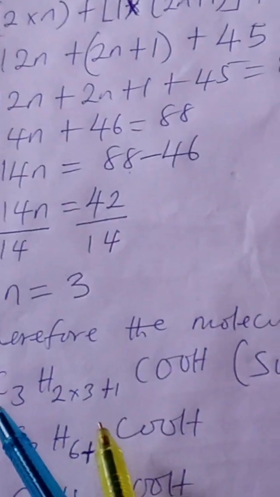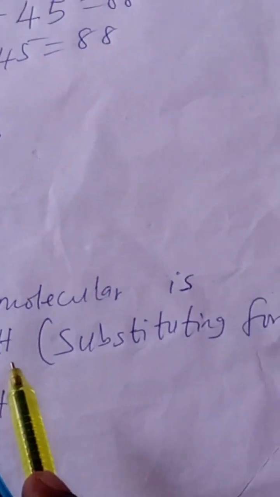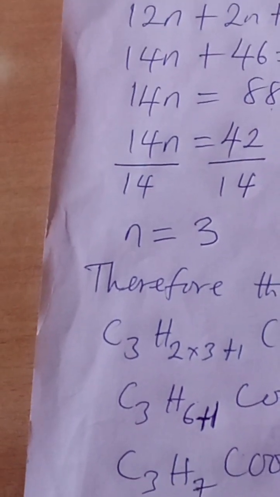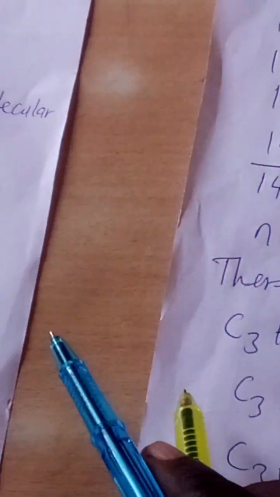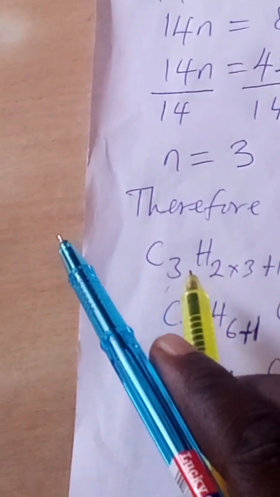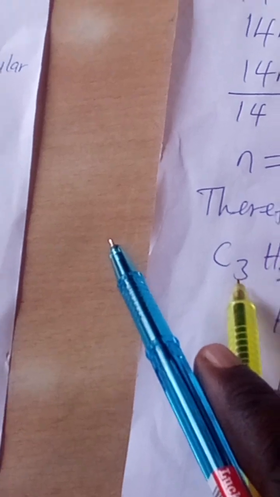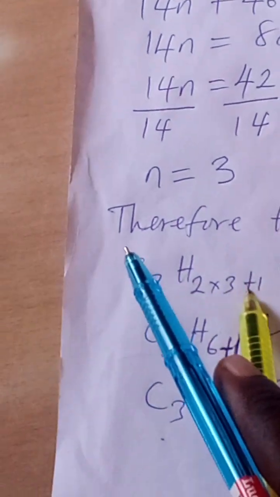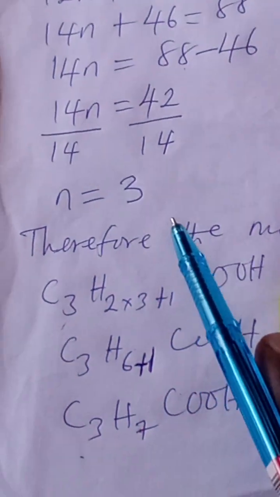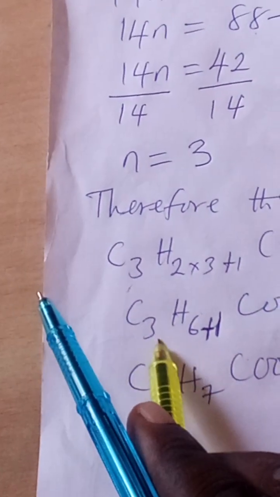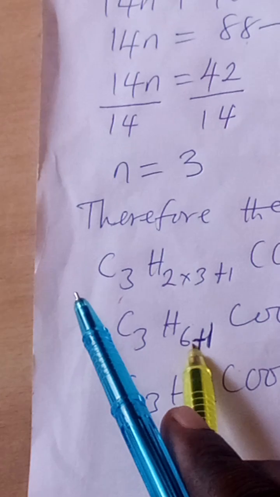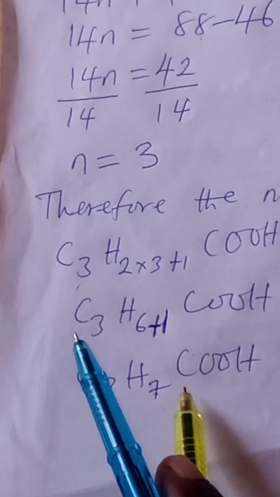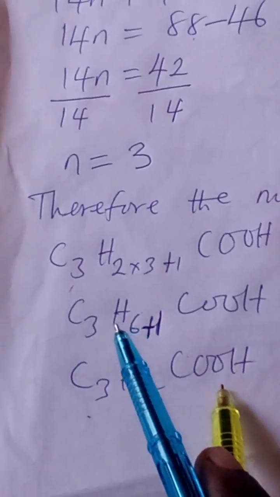So therefore my molecular formula here is going to be C3, because where you see n you substitute it with 3. So we have C3, we have H2n, so that means 2 times 3 plus 1, and then the COOH, because this one is not affected. So we have C3, and then H with the subscript 6 plus 1, and 6 plus 1 is 7. And then the C3 is also there, and then the COOH, which was not altered, so it is still there.